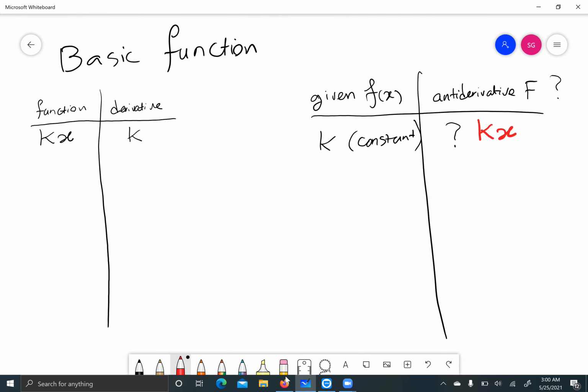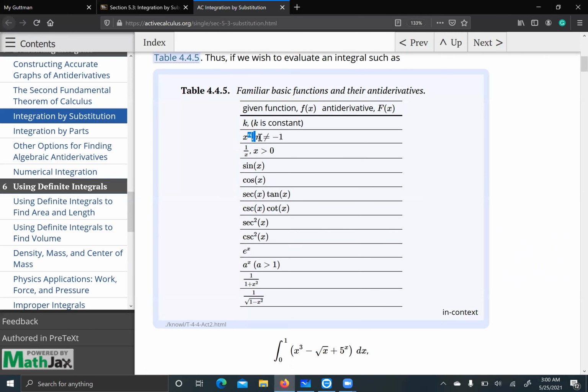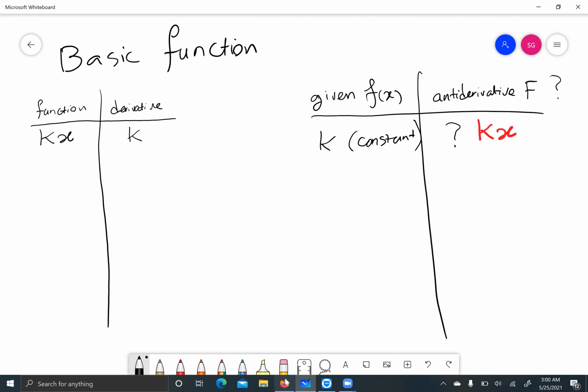Okay, let's go to the next one: the power function, x to the n. The question is, if you have x to the n, what is the antiderivative? Let's see. The derivative is x to the n. I know that if we have a power function, recall the power function rule, a power function derivative is again a power function. The difference is in the power.